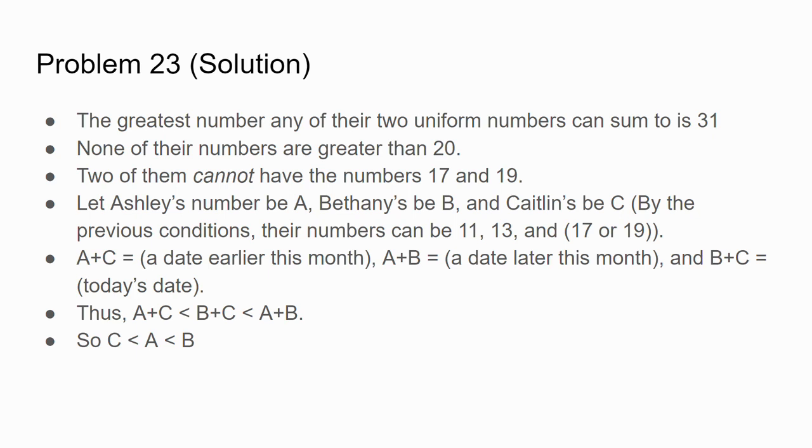So now out of A and B, which is the greatest? Well, we have A plus C is less than B plus C, so A has to be less than B. Thus, Caitlin, who is C, has to have the smallest number, which we figured out earlier, to be 11.